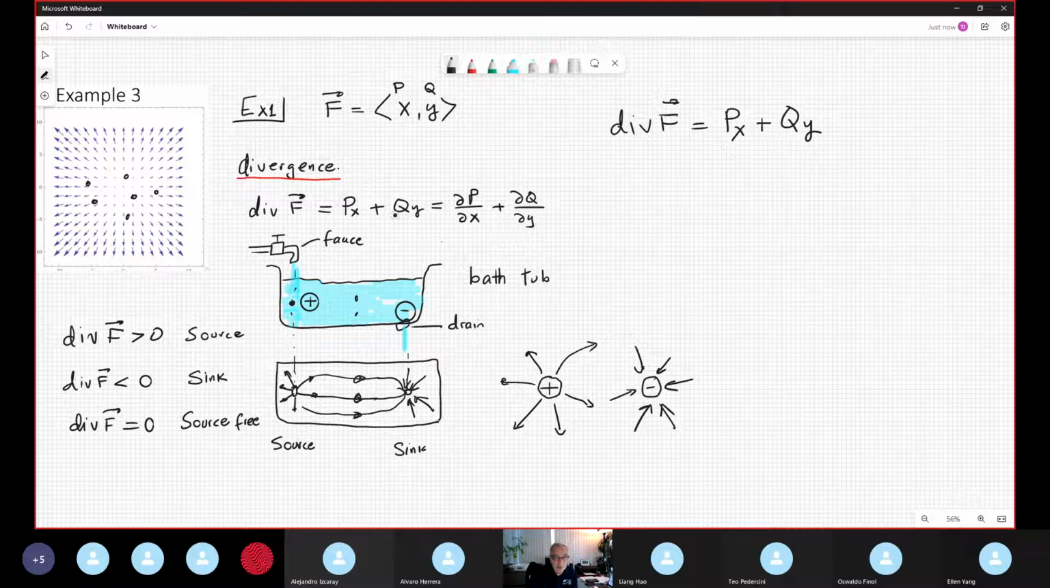This is p, partial derivative p with respect to x, and partial derivative q with respect to y is 1, and 1 plus 1 is 2. And 2 is a positive number. That means in any point in this vector field, we have a source. You know, it's weird, professor, because it's a source in any point.